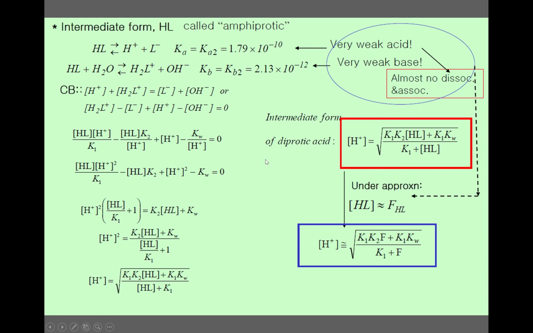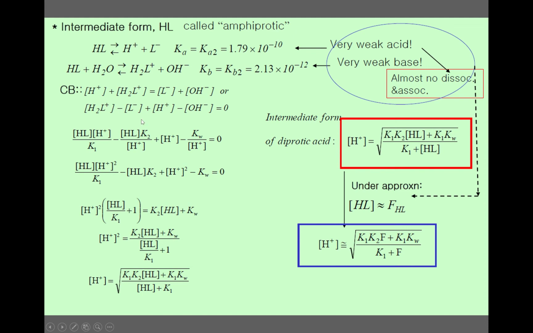All right. Now let's apply the charge balance equation when HL is dissolved. On the left hand side, we write all the positively charged species, which are only the proton and H2L plus. On the right hand side, we write the negatively charged species, which are L minus and hydroxide ion only. Yeah, this is it.